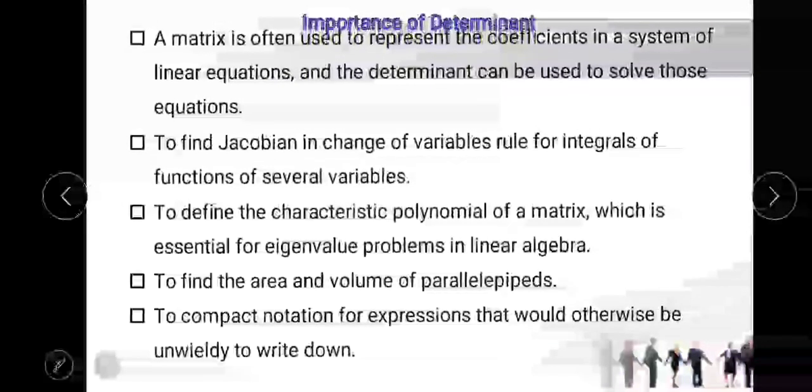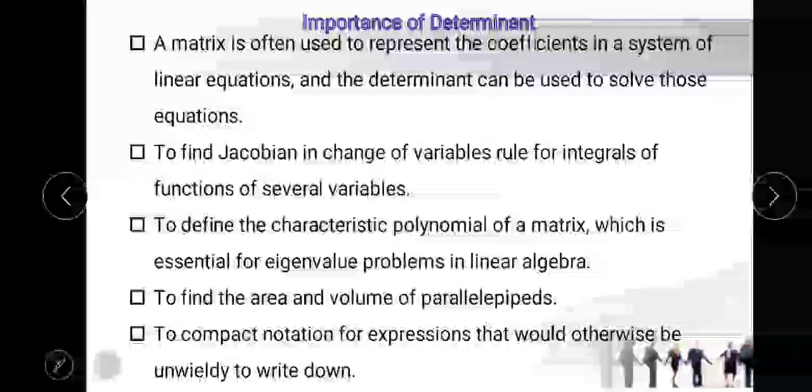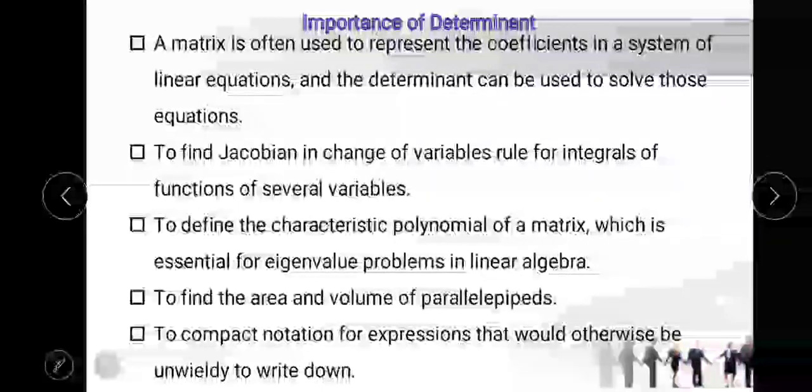Importance of a determinant. Determinant is used to solve a system of equations. It is used in the Jacobian for changing the variables for integration of functions of several variables. It is used to find the characteristic polynomial of a matrix. Again, the next application is to find the area and volume of a parallelepiped.